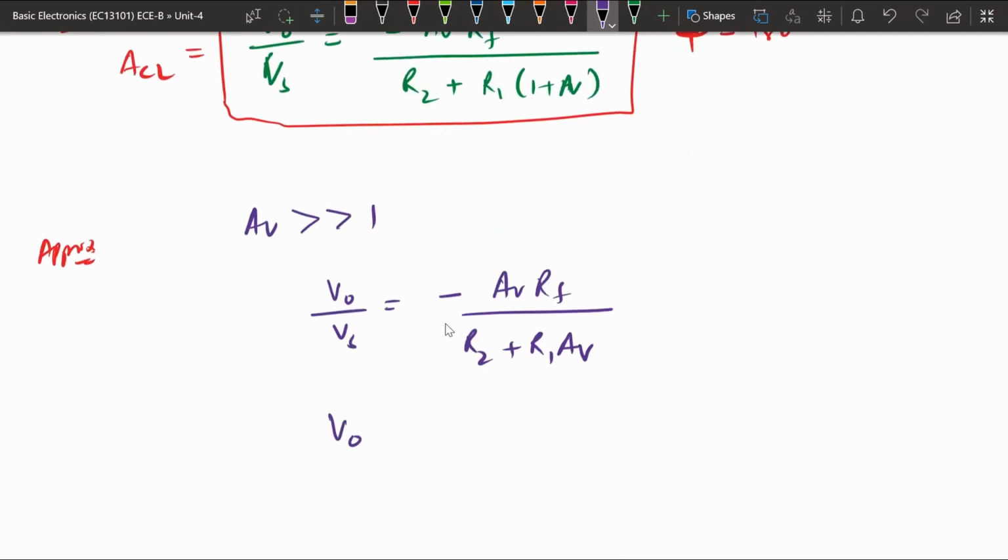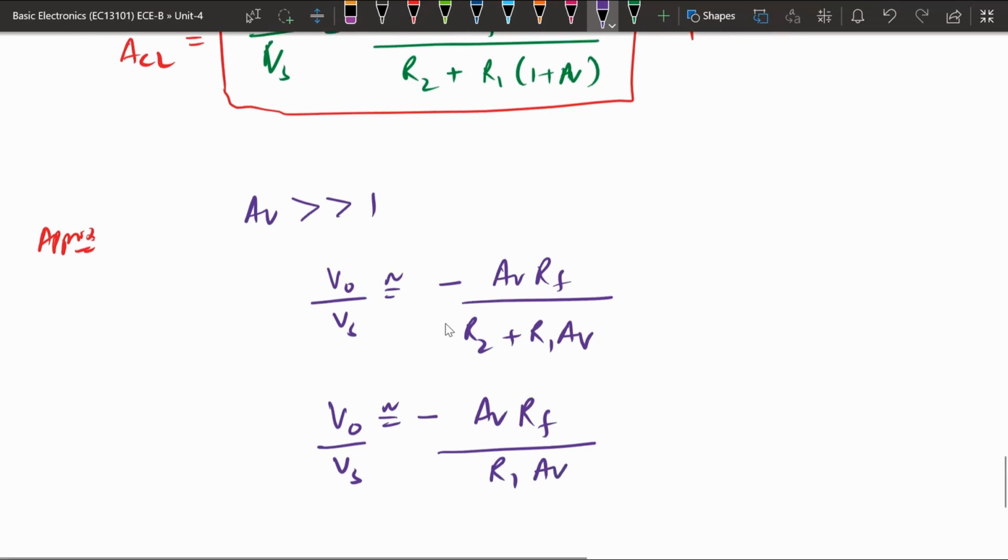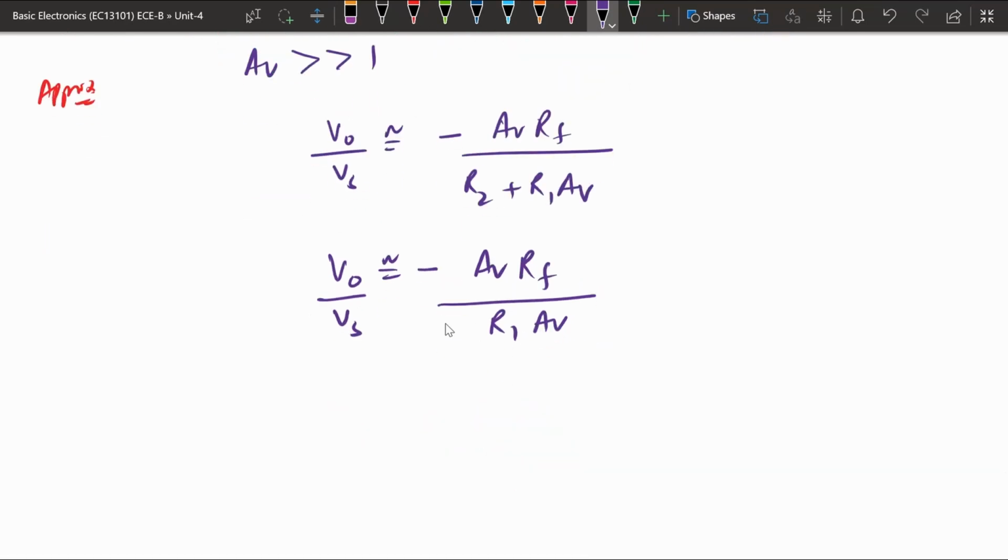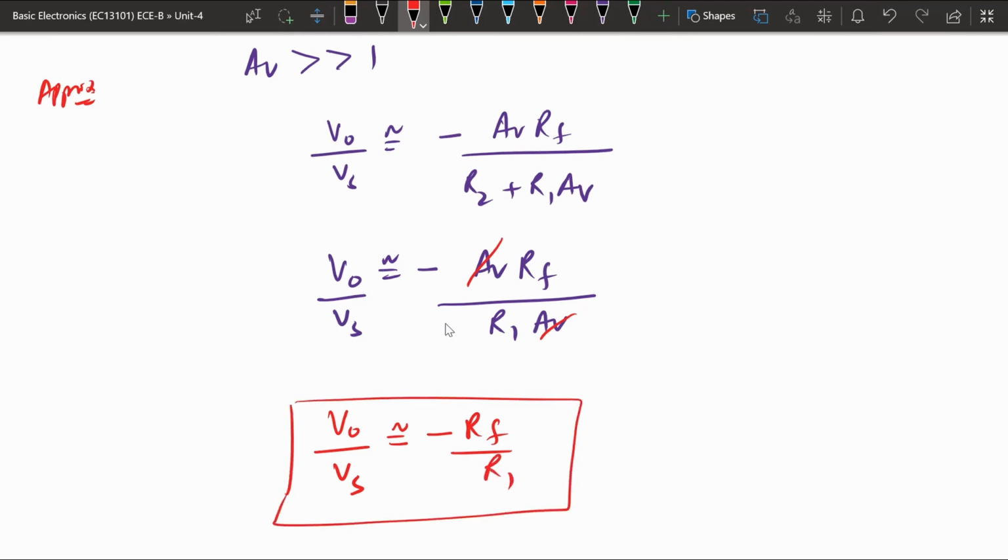So from there we get Av Rf divided by, with R2 neglected, R1 into Av. So this is the approximation we are doing. Okay, so then these two terms Av will cancel out. So finally the output V0 by Vs will be nothing but Rf by R1. So this is what we have obtained in the approximate analysis.